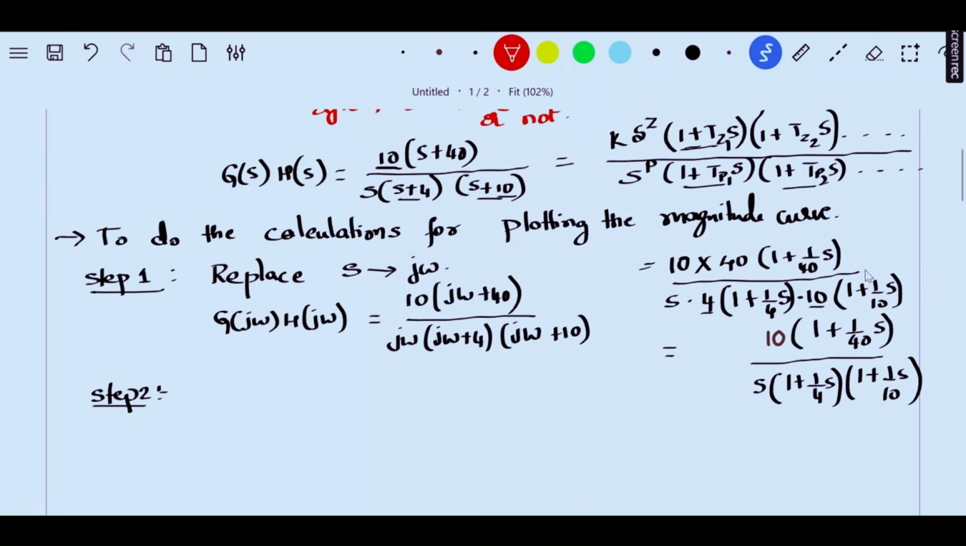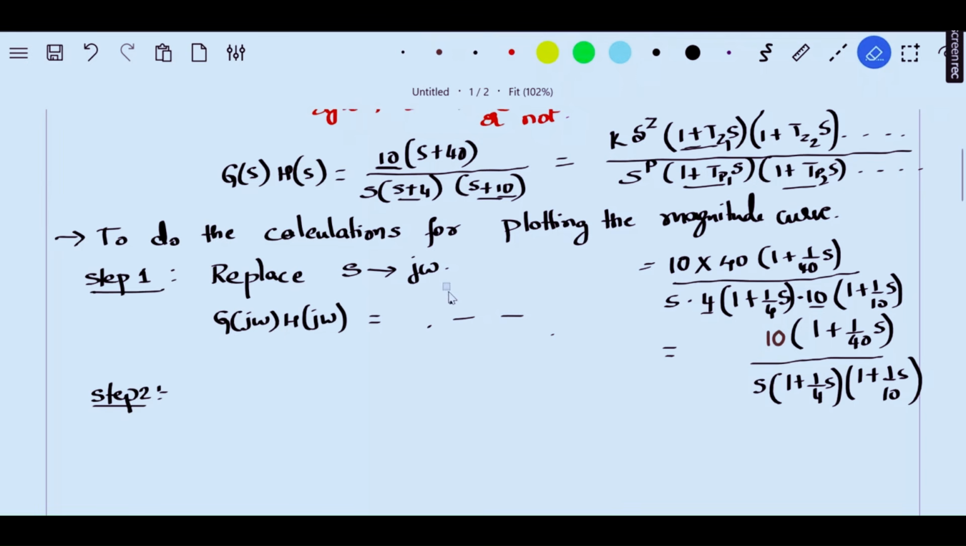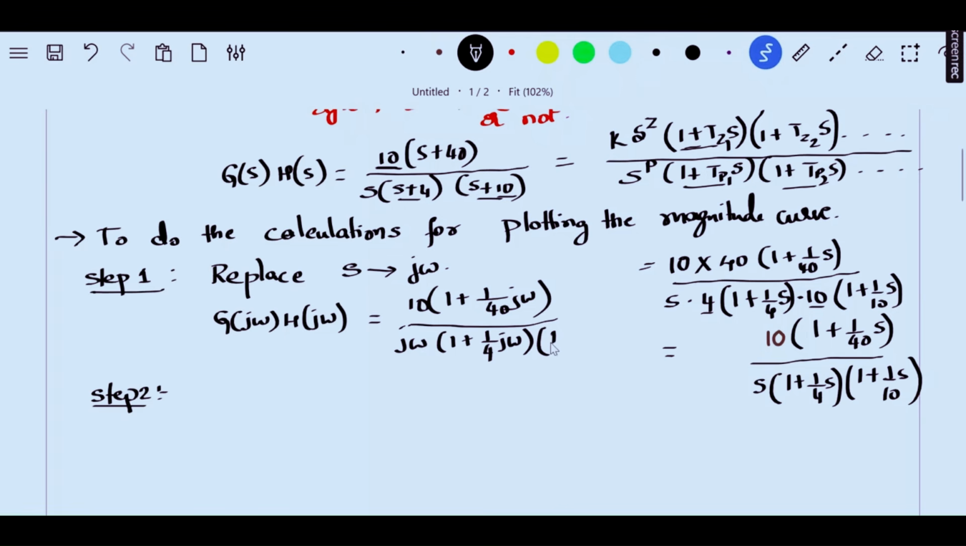Now if I replace S as j omega, I'll just replace this equation. Instead of writing this equation, I'll try to write it in standard form. So if I write S as j omega, I'll be able to get 10 into 1 plus 1 by 40 j omega divided by j omega into 1 plus 1 by 4 j omega into 1 plus 1 by 10 j omega. Now this is the standard equation we have got.